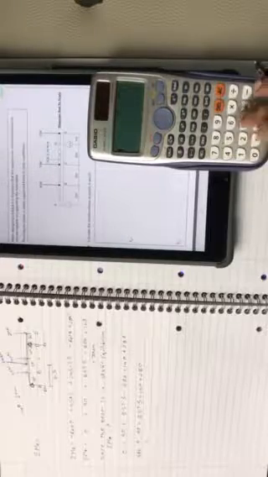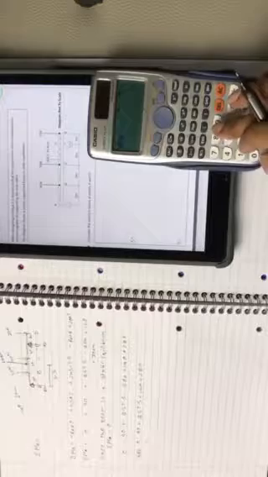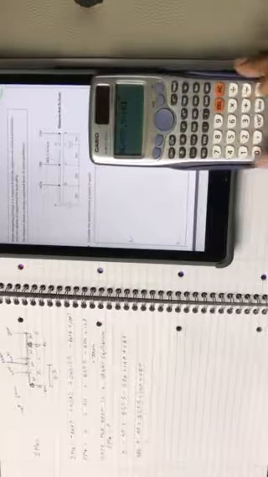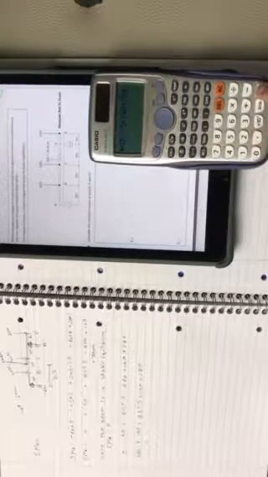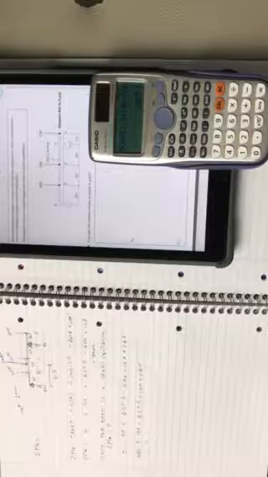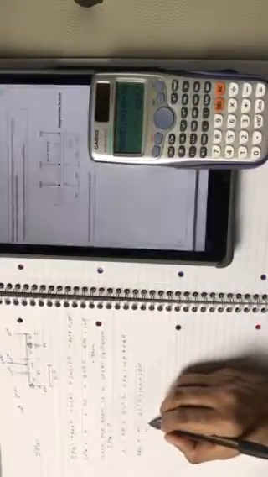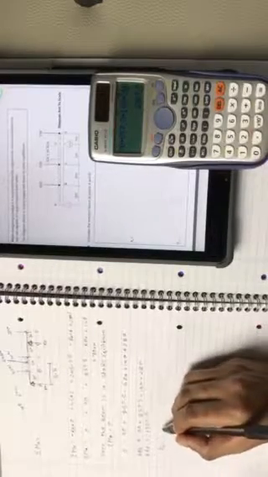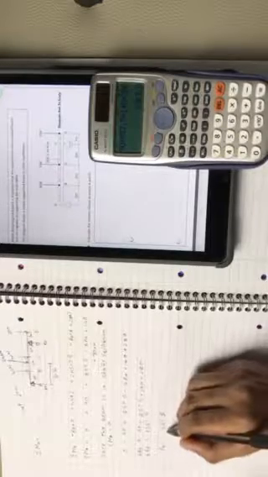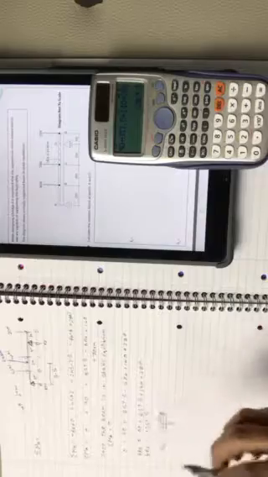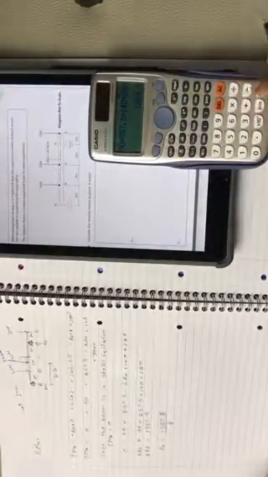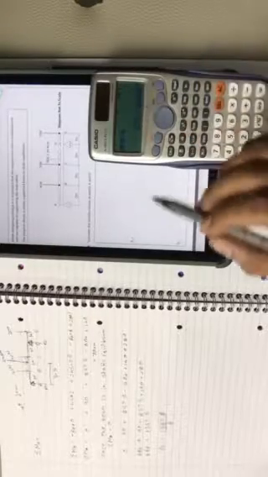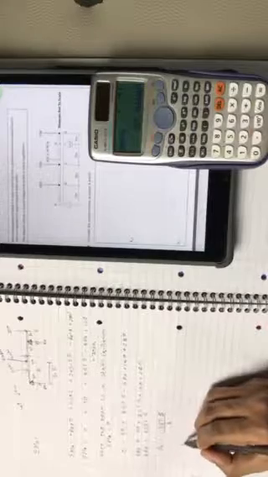Again, using my calculator, 90 plus 857.5 plus 140 plus 280 will be equal to 1367.5, equals RD times 6, and hence my RD will be equal to 1367.5 over 6, because the 6 goes on the other side of the equal to sign, and my answer divided by 6 will be equal to 227.91.